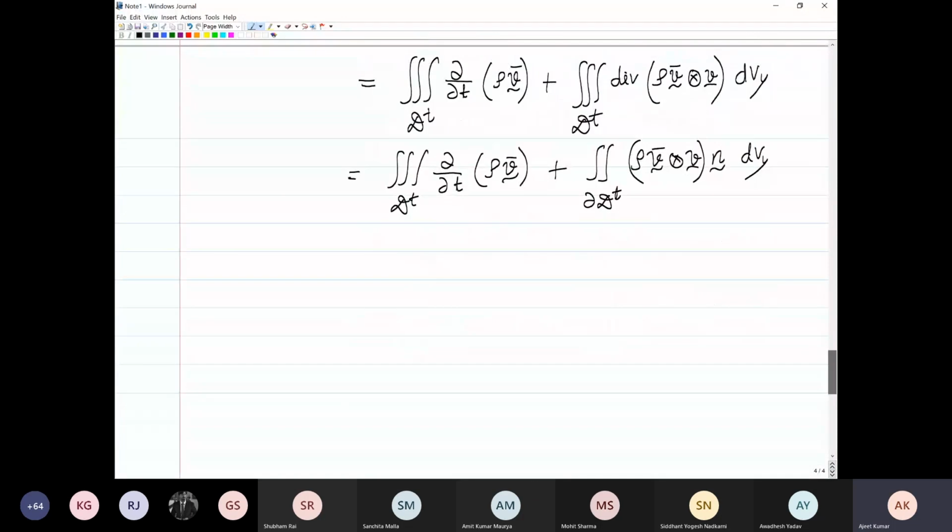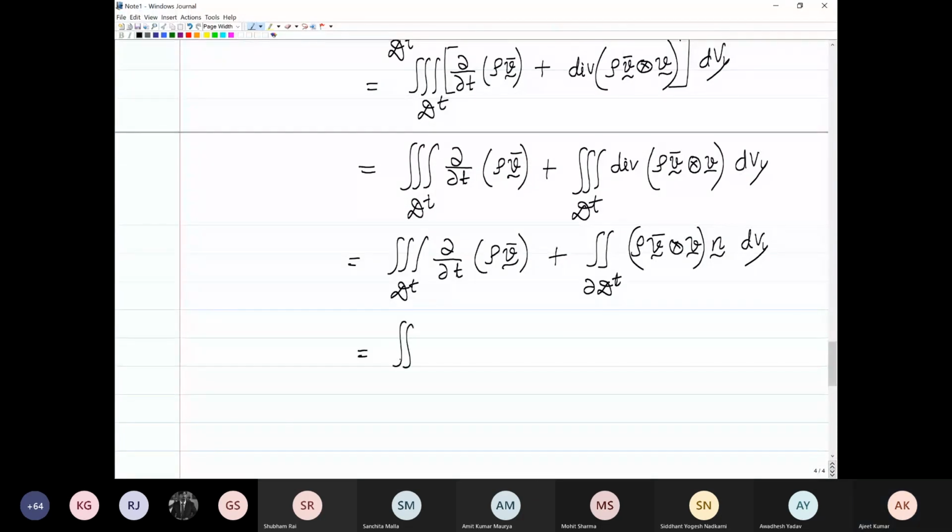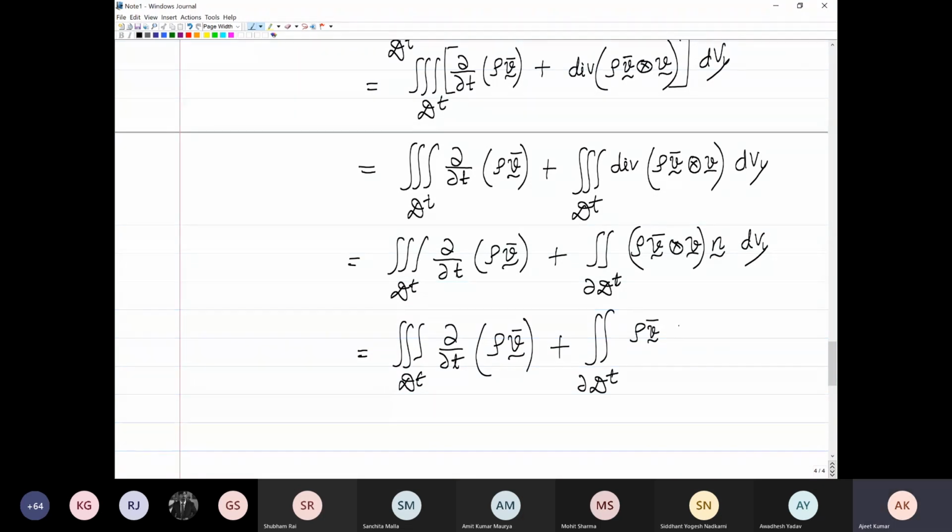But then you also know that this is integration over dt of del over del t of rho v plus the surface integral over del dt of rho v times v dot n d, sorry, this is day, this is day. Okay, now I think you can actually see what the second term here is denoting.